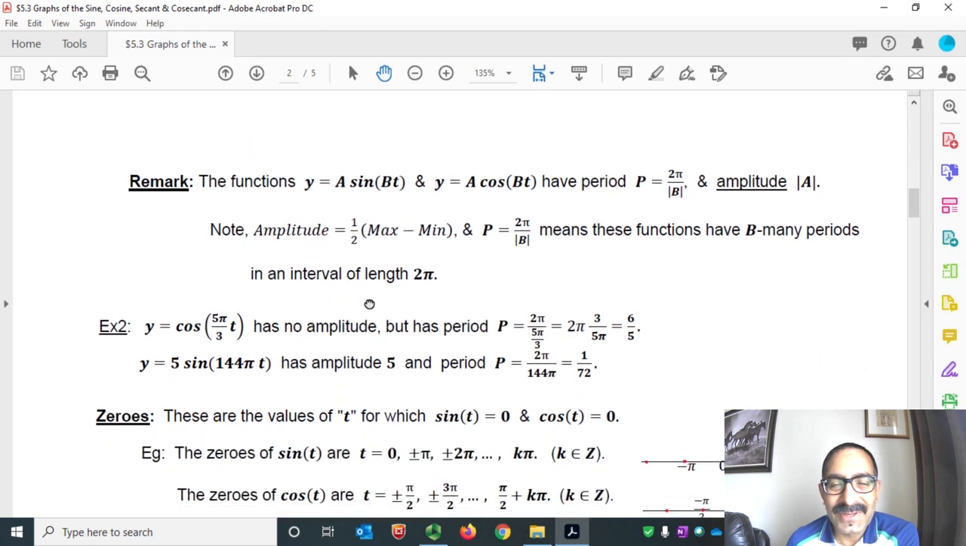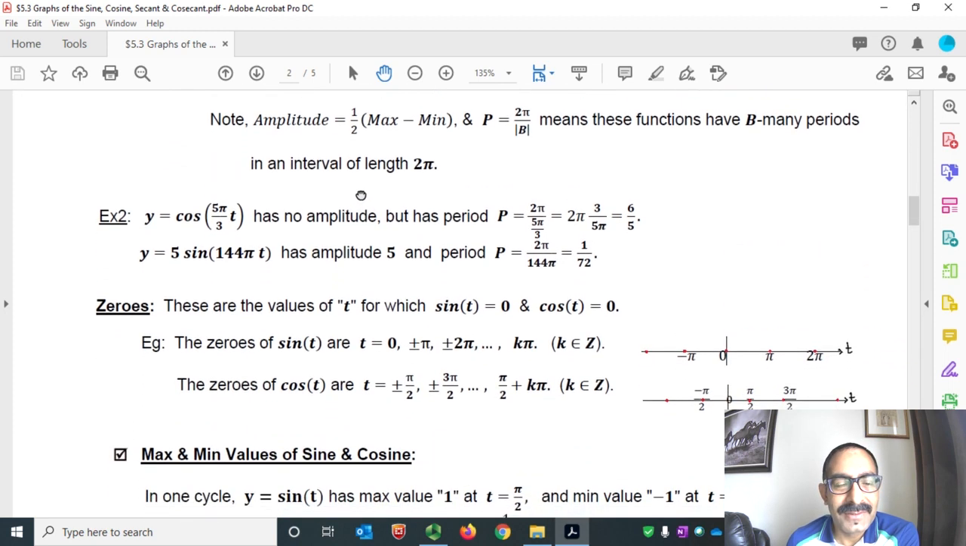Great. Quick example 2. The function cosine of 5 pi t over 3 has no amplitude but has period 2 pi over 5 pi over 3. So you flip it, so 2 pi times 3 over 5 pi, which turns out to be 6 over 5.